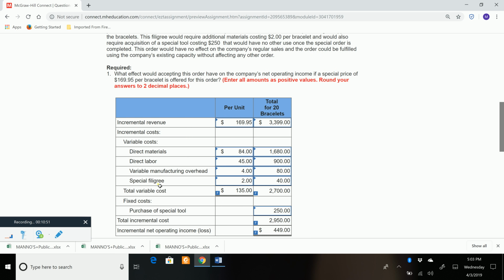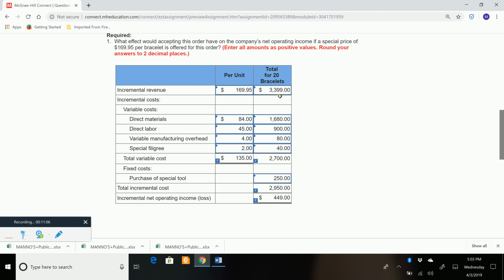In addition to that, we'd have this special filigree on top of that. So when we take our variable cost per unit and we extrapolate it among 20 bracelets, here are the dollar costs. So revenue of $3,399 less a variable cost of $2,700, less we have to buy this one special tool for $250. Total cost of $2,950 is less than the actual revenue. So it's actually positive net income. If we wanted to accept it, we could.